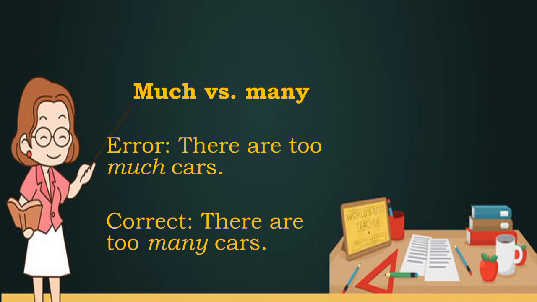"Much" is used to describe mass nouns or uncountable nouns like juice, rice, patience, and happiness. When using "much," the noun will always be singular. It cannot be plural. While "many" is used to describe countable nouns, or nouns that can be counted, like books, leaves, and shoes. For example, there are too much cars.